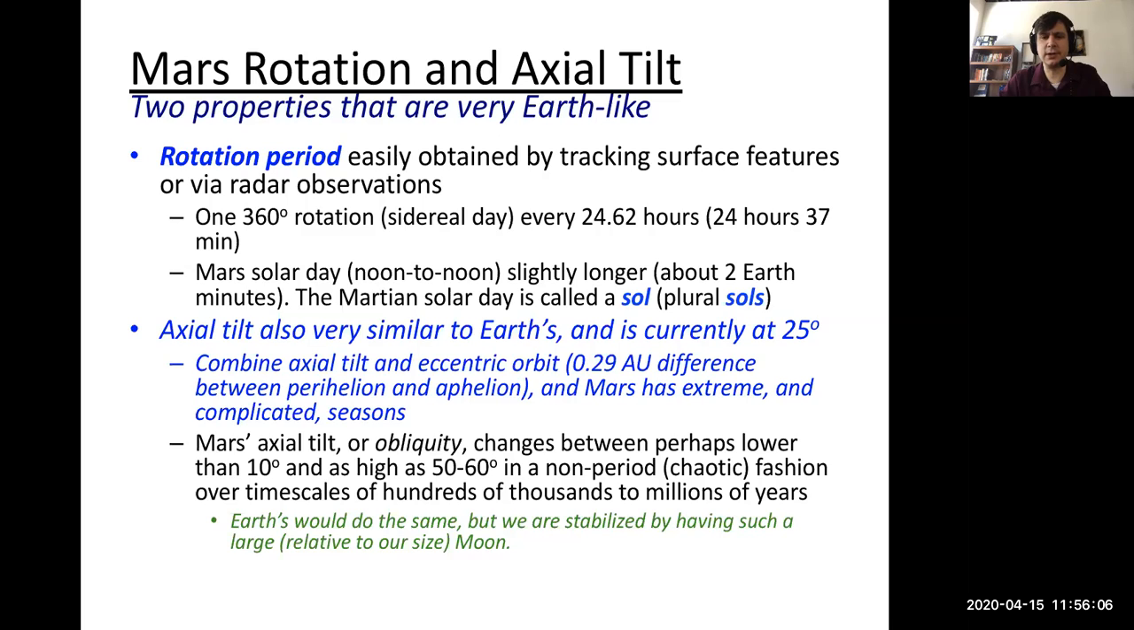So the axial tilt over time periods of hundreds of thousands to millions of years can go from 25 degrees down to 10 degrees, then up to 50 or 60 degrees. So that thing is just changing its tilt all the time. And it does it in a non-periodic fashion, which means it's chaotic, which means you can't really predict how it's going to be changing, and you can't really say it's going to change at this steady rate. So this makes Mars's history rather complicated.